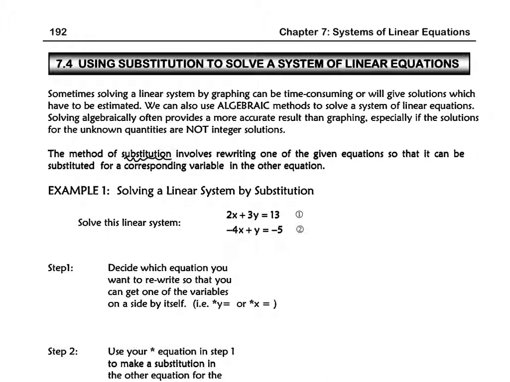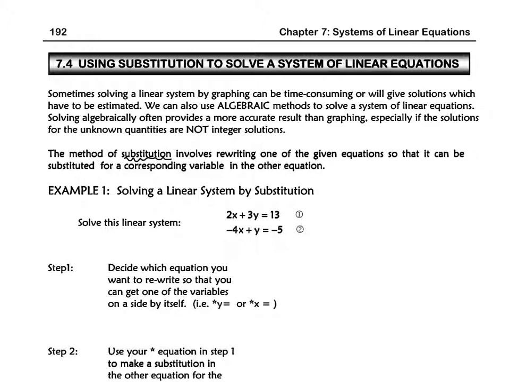equation into the other. So we'll just start off with the first example, and it's 2x plus 3y equals 13, and negative 4x plus y equals negative 5. So the first step is basically to decide which equation you're going to rewrite so that you get one of the variables by itself. So in this case, we've got x and y, so try to rewrite the equation to get x by itself, or rewrite the equation to get y by itself.